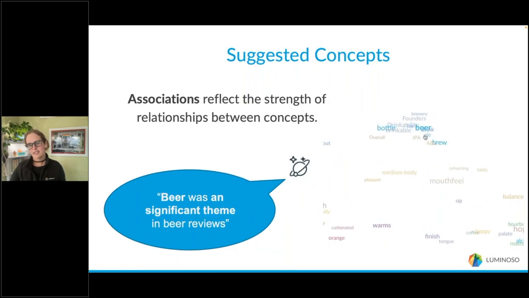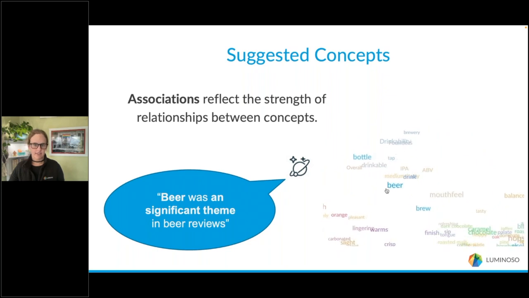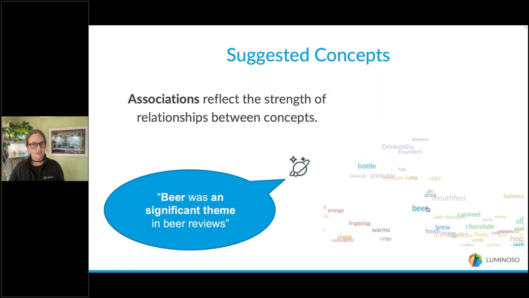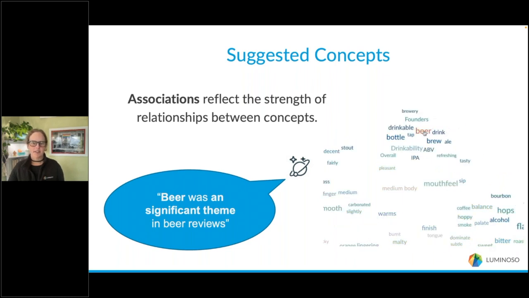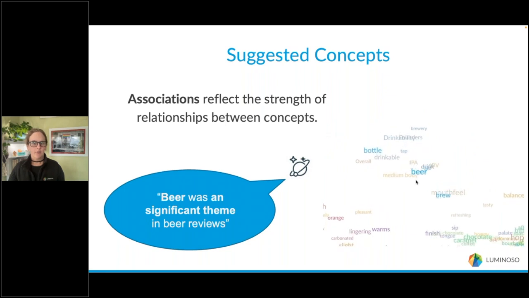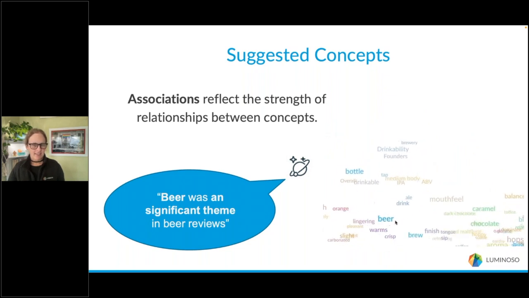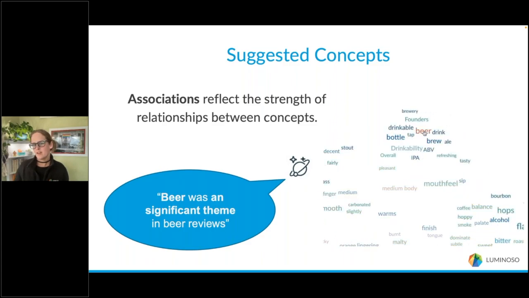Once a concept is identified, we can examine the context by looking at the associations. Associations reflect the strength of relationships between concepts. This is done by working with the concept vector calculations within the Luminoso engine. We don't need to know about that exactly to see that beer is related to brew, drinkable, and overall.